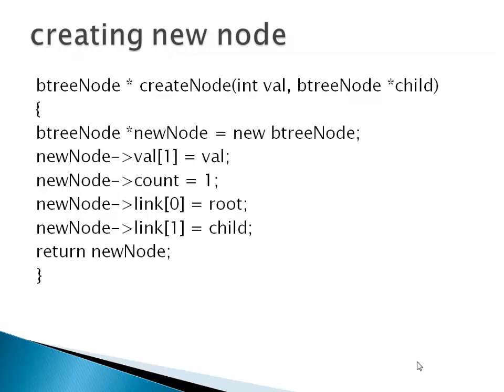Creating a new node. Create node is a function to create a new node with val and child. B-tree node of new node equal to new B-tree node. Whenever we are creating a new node, first inserting the value at position 1. So new node of val 1 equal to value 1 and the count will be 1. Link of 0 is towards root and link of 1 towards child.